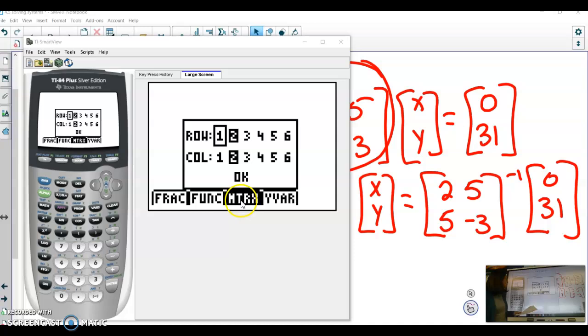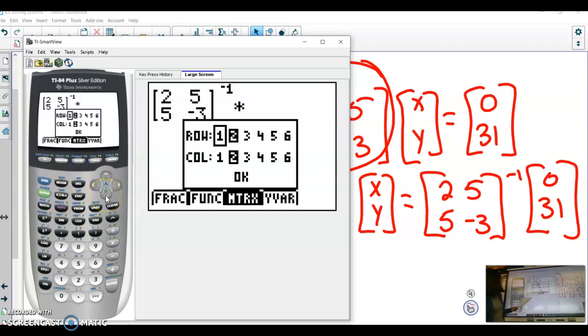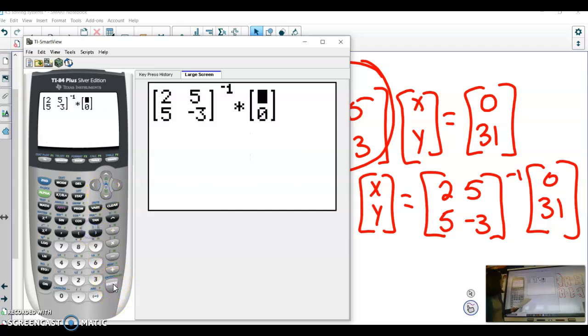Okay, so I'm going to go ahead and do a 2 by 2 matrix. And I'm going to take the first, so 2, 5, 5, -3. Take the inverse of that, and then multiply that. Go to my Alpha Zoom again. This time I need 2 rows, but only 1 column. And then I'm going to put in my constant matrix, which is the 0, 31.